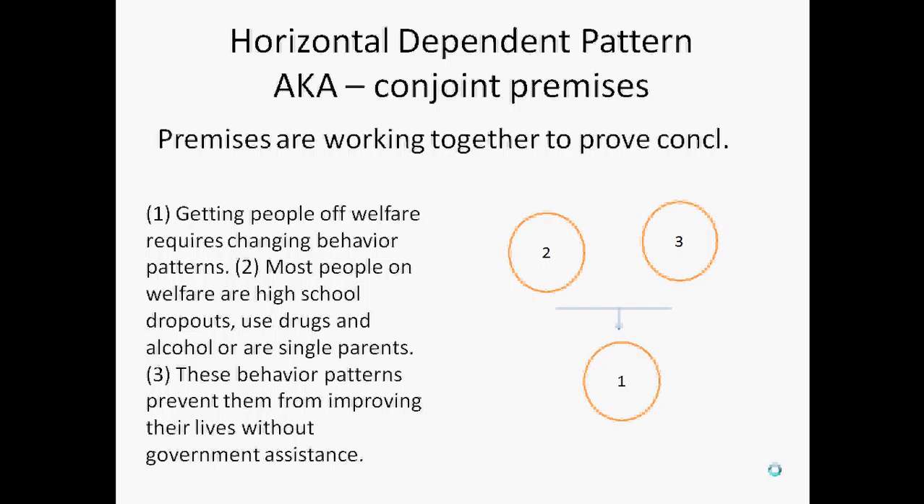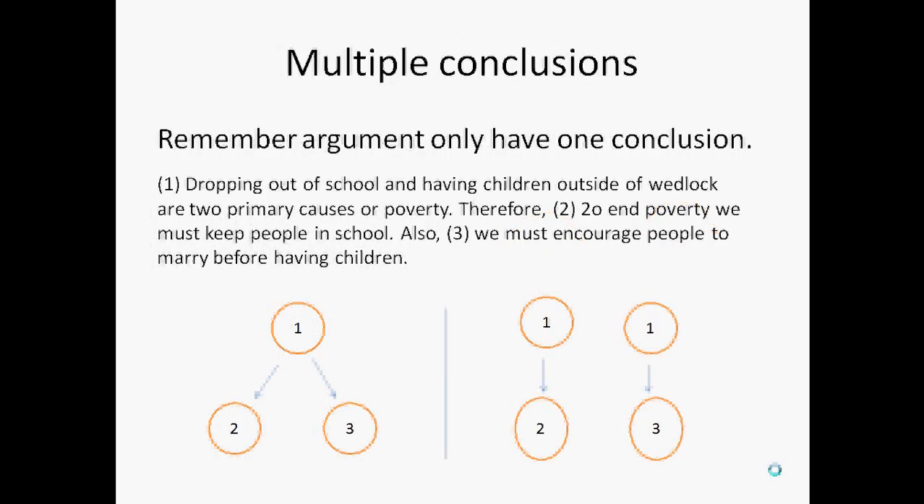Now, there's also a question about multiple conclusions. Suppose you have an argument like: dropping out of school and having children outside of wedlock are two primary causes of poverty. Therefore, in order to reduce poverty, we must keep people in school. Also, we must encourage people to marry before having children. It appears we have two conclusions: therefore, number 2 and also number 3. So it would perhaps be the case that you should have 1 point to both 2 and 3.